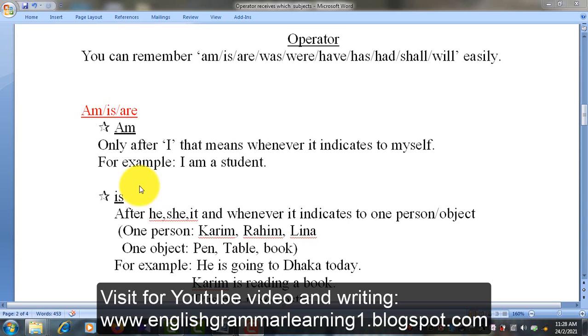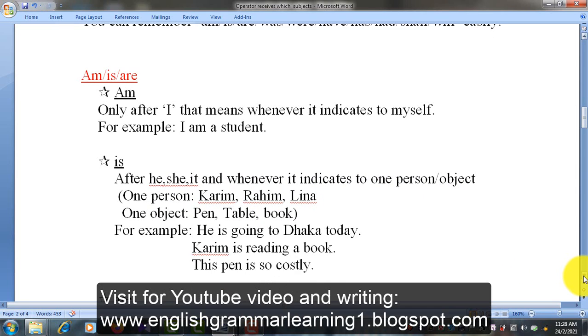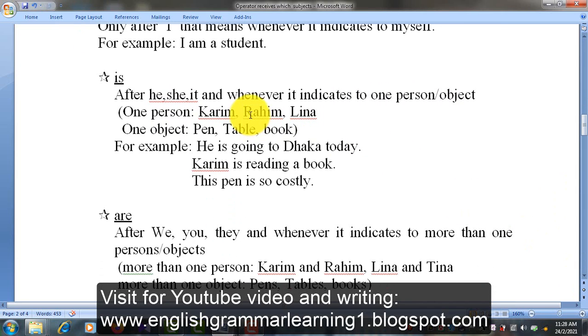Next, what to use is after he, she, it, and whenever it indicates to one person or object. One person means the name of one person, like Karim, Rahim, Lina. One object means the name of one object, like pen, table, book. For example, he is going to Dhaka today. Look at the example. Here the operator is used after the word he.